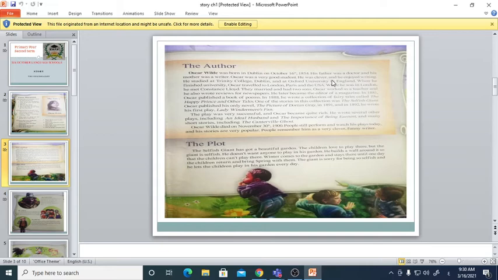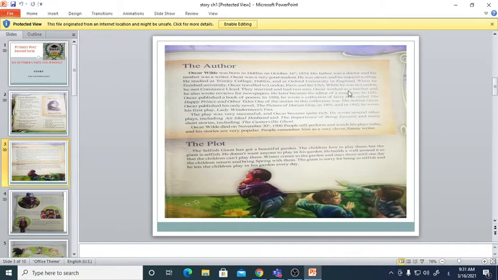Trinity College is the name of the college in Dublin, and he also studied at Oxford University in England. It's a very famous university in England. When he finished university, Oscar traveled a lot to London, Paris, and the USA. While he was in London, he met Constance Lloyd. That's the name of a woman. He met her, they married, and had 2 sons.